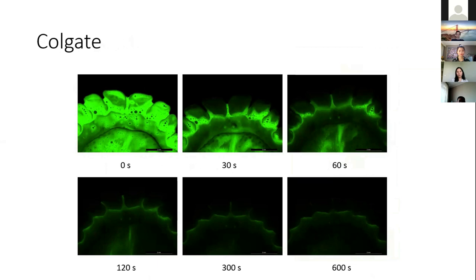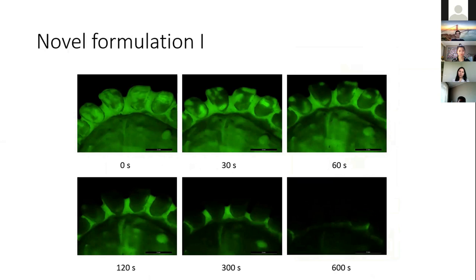And after 30 seconds, most of the toothpaste is washed off the teeth because the teeth are a very hard surface to adhere to. And then as we move on with time, the fluorescence starts to decrease, indicating that there's a loss of toothpaste. So novel formulation I was very good. It showed an improved retention, as you can see over it as well.